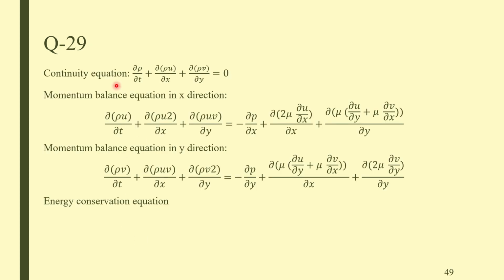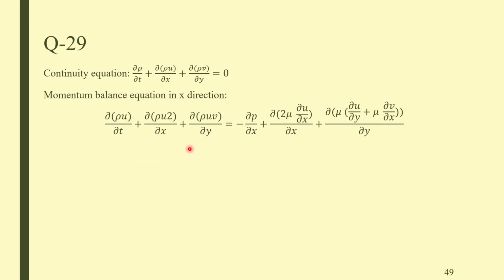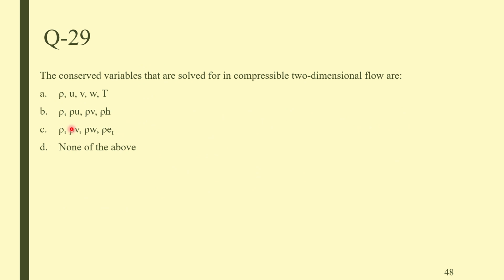And from the energy conservation equation, we would be getting the ET. I should have mentioned that, sorry for that trouble. So it is ρ, ρu, ρv and ET, for the x direction and y direction. Whatever the notation might be, that doesn't matter, but option C is the right answer. Here we are calculating ET.